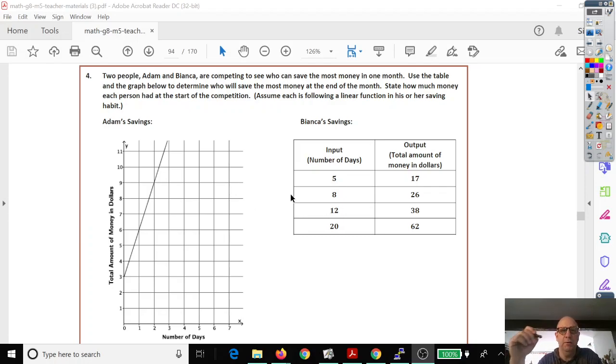We're going to compare functions. We're going to find out what the function is and compare them from both a graph and a table.